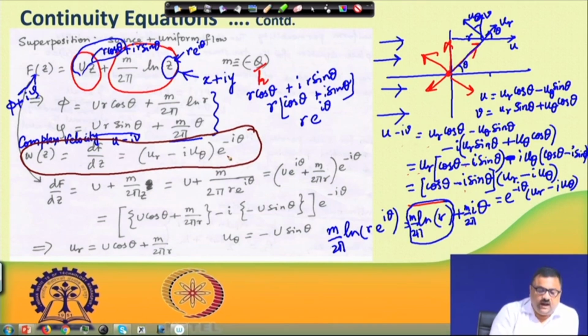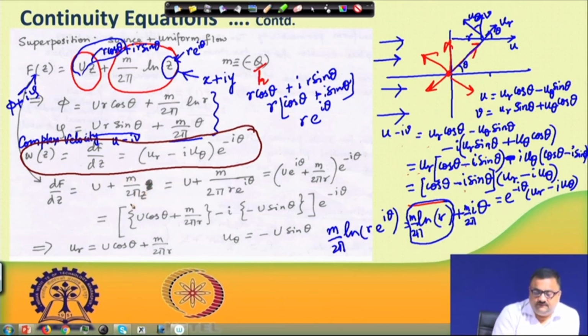Another thing is, if we just take df dz of f, what is f? F is u z plus m by 2 pi ln z. The derivative of u z would be simply u, and the derivative of m by 2 pi ln z would be m by 2 pi, since m by 2 pi is a constant outside, and the derivative of ln z would be 1 by z. So, that is exactly what is written here: df dz is u plus m by 2 pi 1 by z. So, u plus m by 2 pi z, ignore this scratch part.